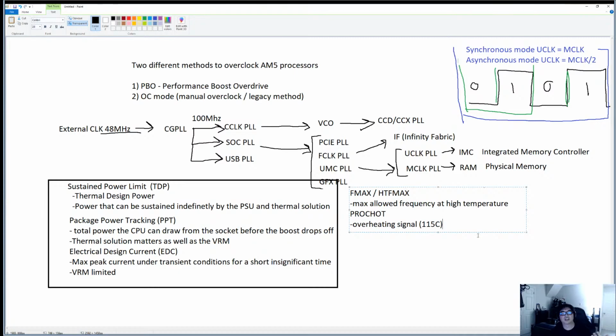This is essentially the absolute maximum temperature. Once it hits this temperature, it's game over. The thing will turn off because it's too hot.